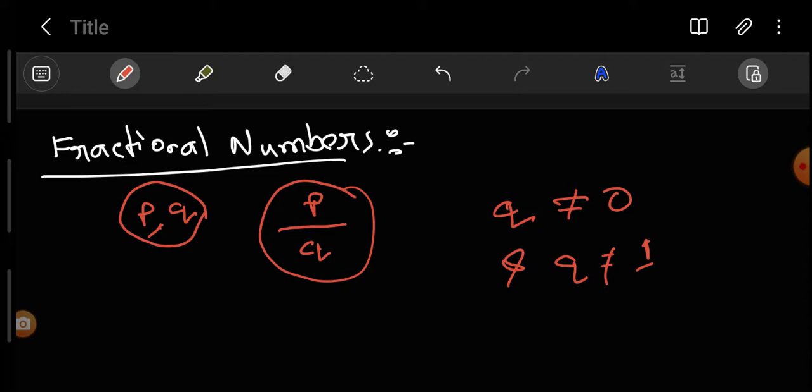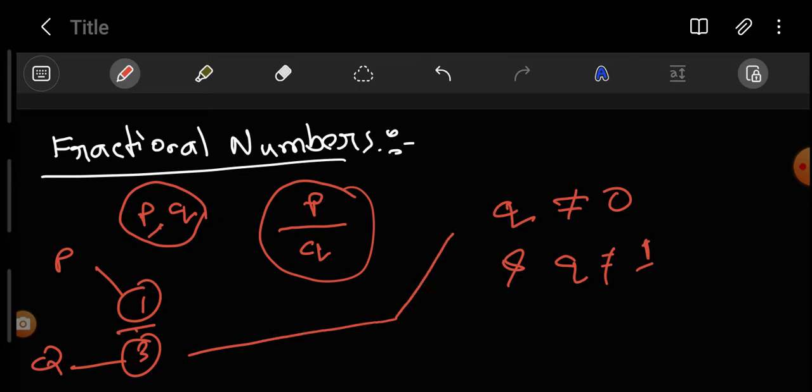For example, if we want to take an example, 1 by 3, this is P and this is Q. In P we're putting 1 and in Q we're putting 3. Is the 3 here equal to 0? No, it is not equal to 0. Is it equal to 1? No, it's not equal to 1. So you can say that this is a fractional number.